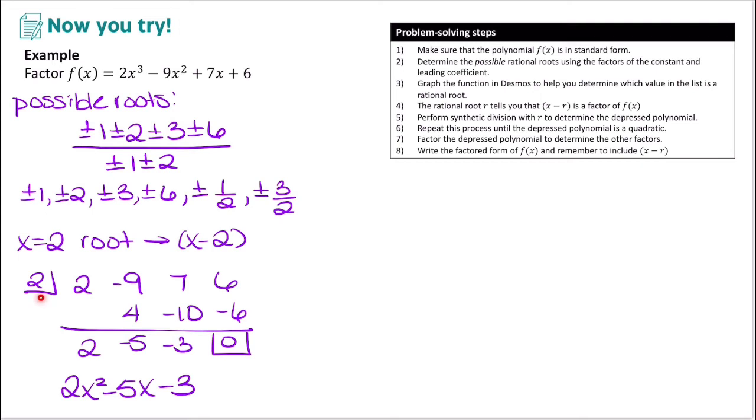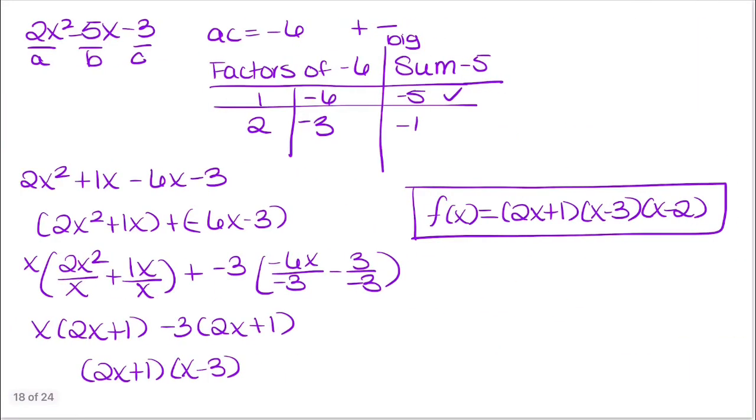I then did synthetic division, so I did 2, and then I listed out all the coefficients of the original polynomial. Synthetic division gave me the depressed polynomial 2x squared minus 5x minus 3. So I can factor this by multiplying a times c, which gave me negative 6. So I need factors of negative 6 that add to negative 5. Since 6 is negative, I need a positive and a negative factor. Since 5 is negative, I'm going to make my bigger factor negative. 1 plus negative 6 gives me the correct combination.